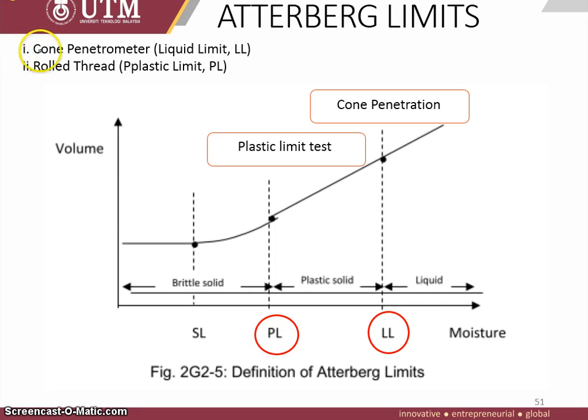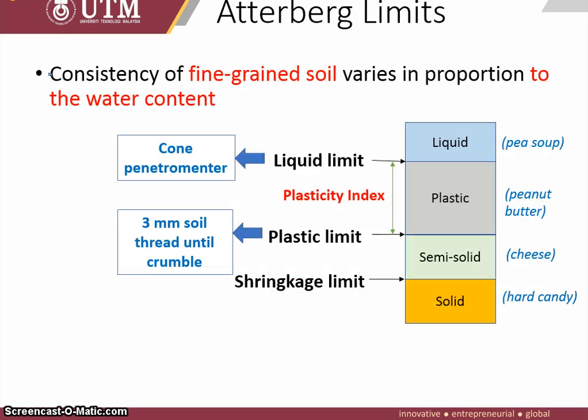The liquid limit test is known as the cone penetrometer, while the plastic limit is the roll thread test. The liquid limit is the state of soil which looks like pea soup. In the plastic state, the soil looks like peanut butter, and it changes to cheese in the semi-solid state, and can be like a hard candy for a solid soil. It almost reaches the state of rock, so that's why the soil looks like a hard candy.